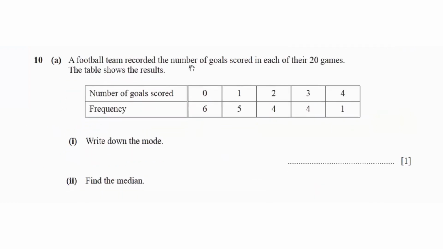A football team recorded the number of goals scored in each of their 20 games. The table shows the results. Write down the mode. So mode is your highest frequency. So as you can see in our table, the highest frequency is 6. So the mode is going to be 0.